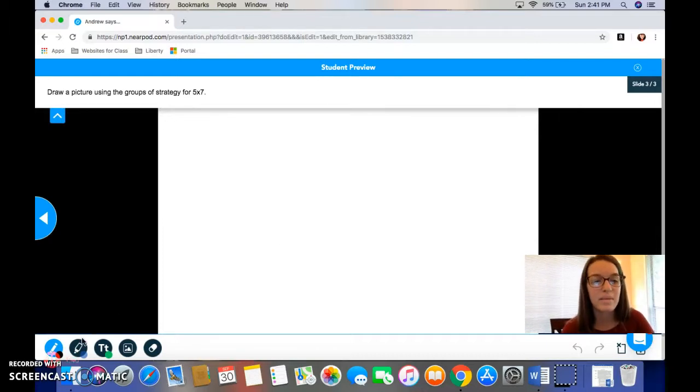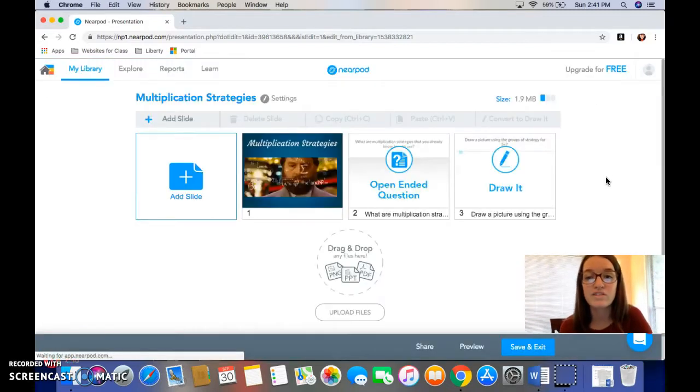Now you see down here at the bottom we have several different tools that they can use to draw their answer. Their question is: draw a picture using the groups of strategy for 5 times 7. They should be able to remember that it is 5 groups of 7, so they should draw 5 big groups with 7 dots in each one. Ideally, that would be what happens. Now, I get to see on my end what their answers are when they submit.